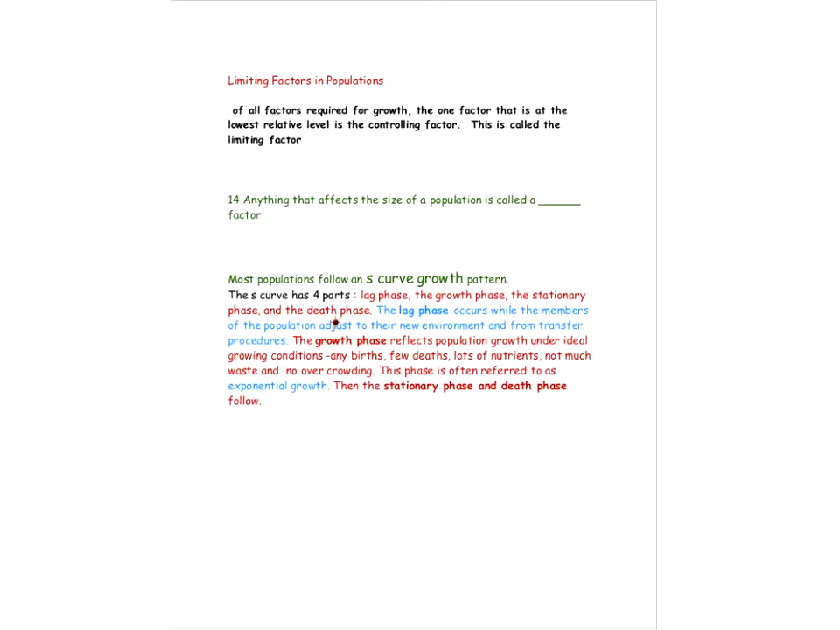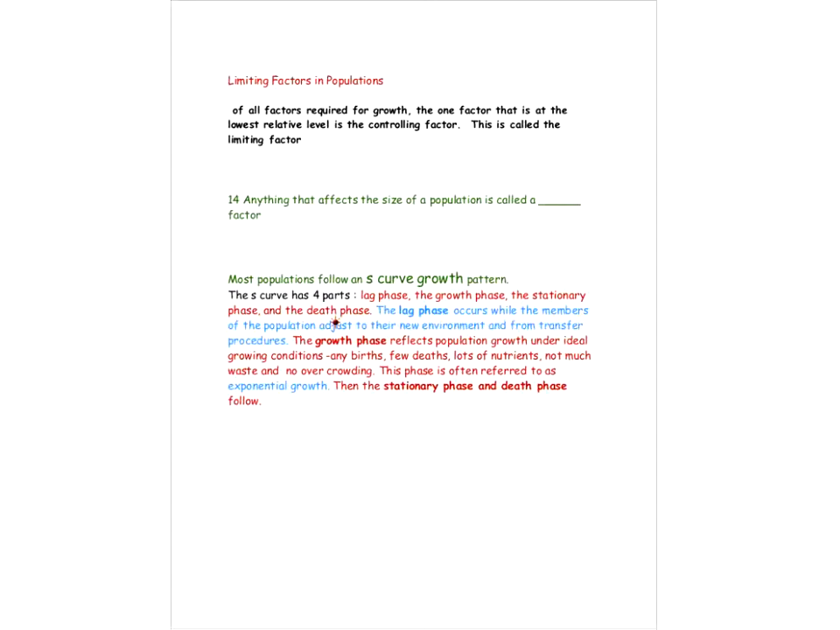So the lag phase is when the members of the population are adjusting to their new environment. So it takes them time to get going, and they don't start growing right away. And so in the beginning, the growth is slow. That's the lag phase, just like the word sounds, right? Lag, and it sounds like it's kind of a slowdown, right?